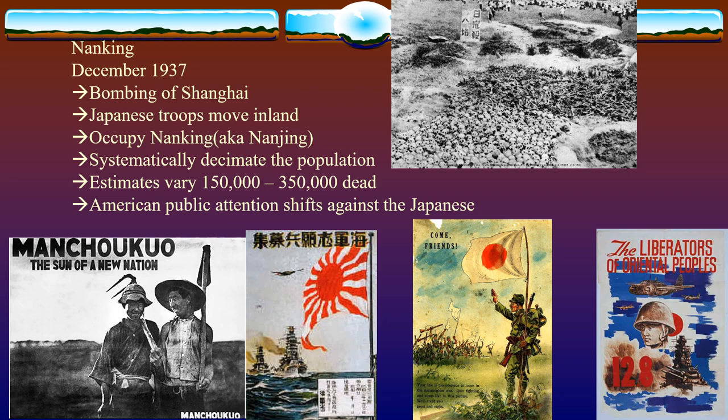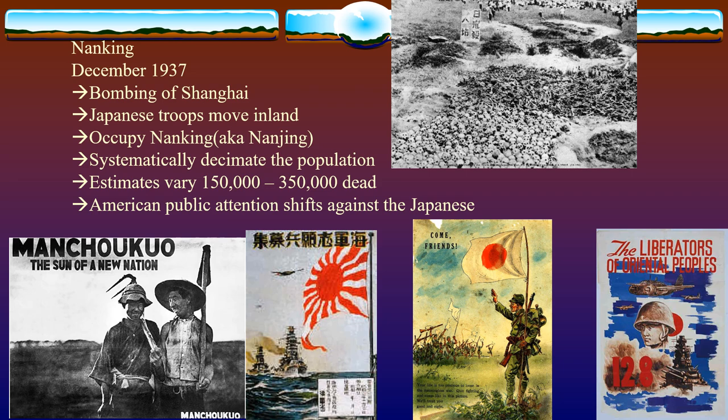Well, the Japanese were systematically murdering and killing all the men and then just raping all the women. Systematically. Just unleash all the soldiers on the women and rape them all to death. So they occupy the city of Nanking and systematically decimate the population. Estimates vary somewhere between 150 and 350,000 dead. Well, that's a difference of 200,000 people.